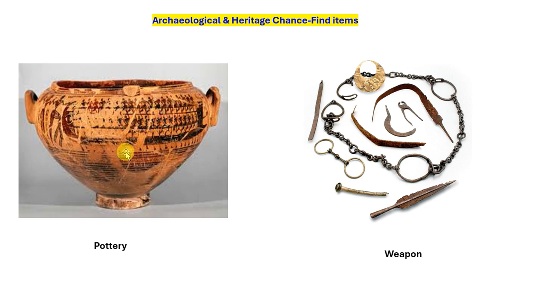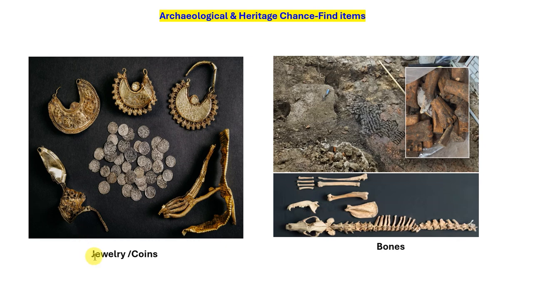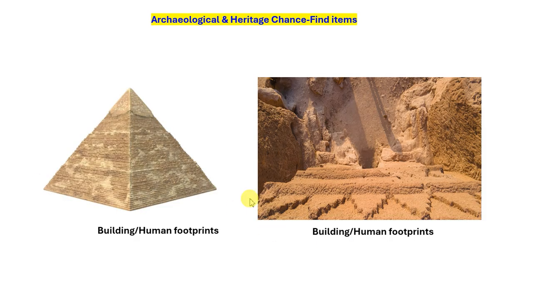Here we have photos where you can see pottery, weapons, jewelry, coins, bones of different animals, like dinosaurs from olden times, and different sorts of graves, human bones, and a lot of different items. Here we also have a human footprint or buildings. This is shown just as an example that in olden times there was existence of human habitation.